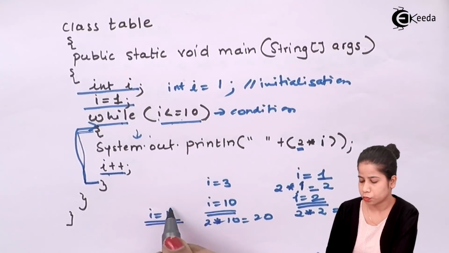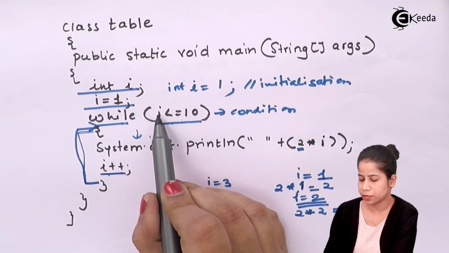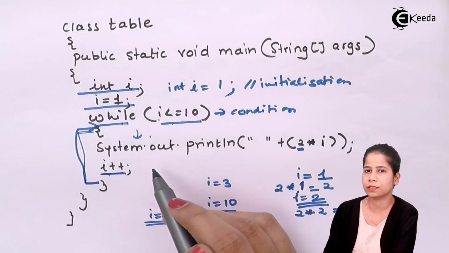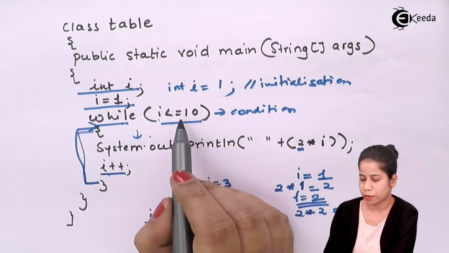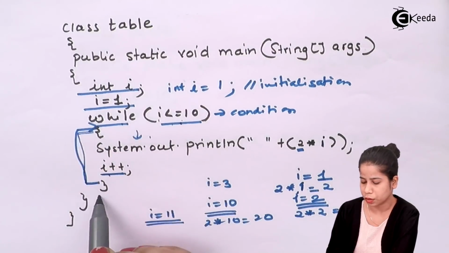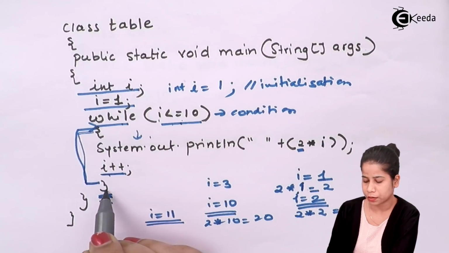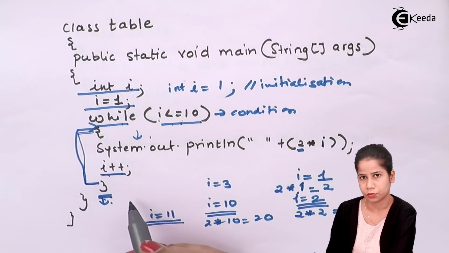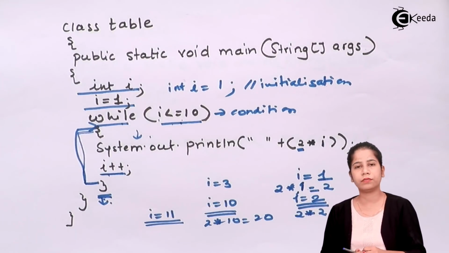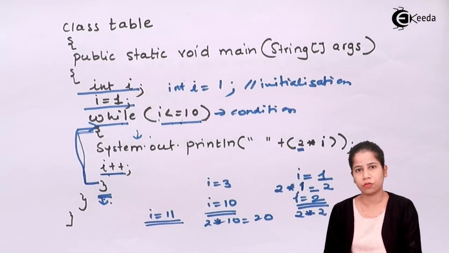Okay, so 11, again I'm going to check the condition over here. The condition says 11 less than or equal to 10. Is it true or false? In this case it is false. As it is false, I'm just going to come out of the loop. Whatever code you have written after this curly brace will execute. If you don't have anything, it will stop over there. So this is the way the execution of the program will happen in case of a while loop.